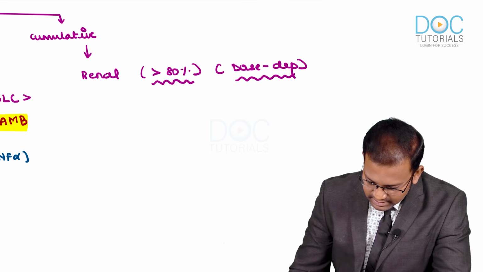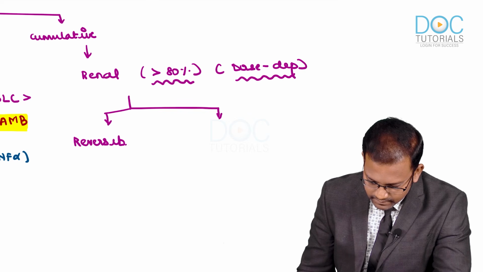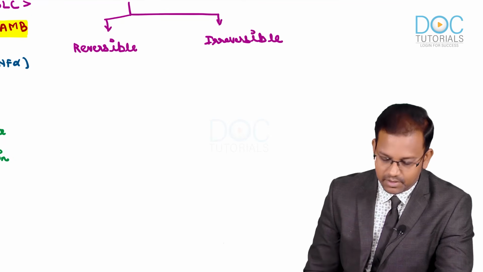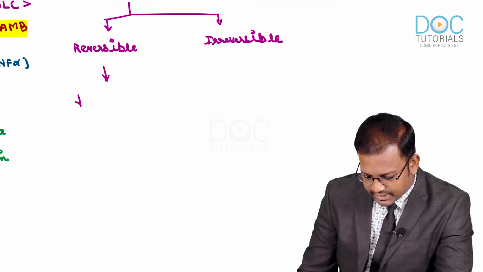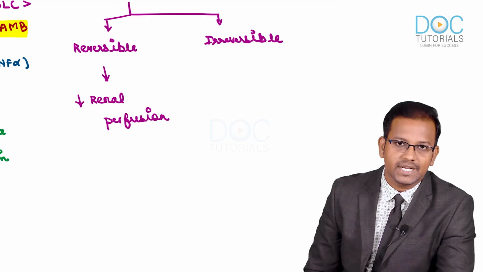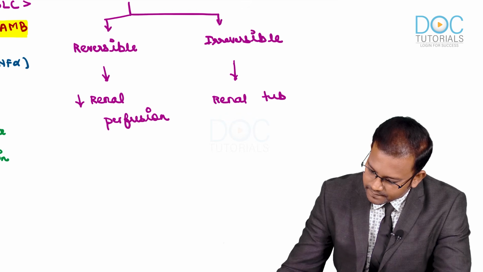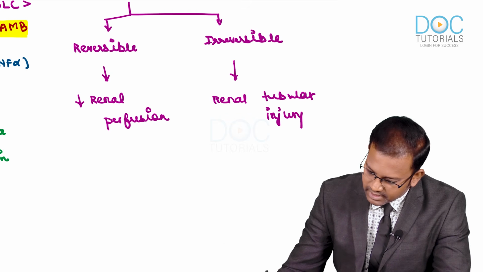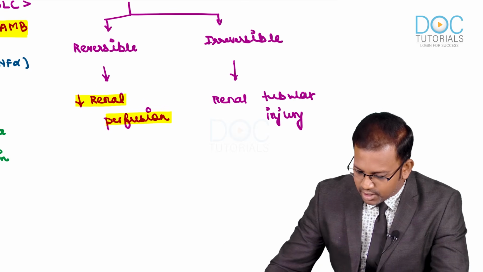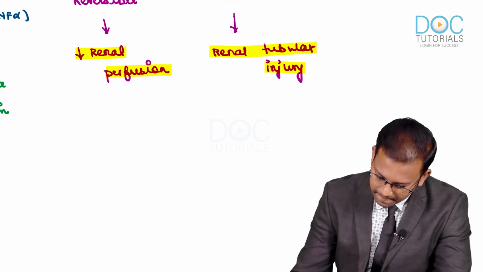We have two major components in this renal toxicity, guys. One is called the reversible component and the other is the irreversible component. The reversible component is due to decreased renal perfusion. The irreversible component is due to renal tubular injury. Please remember these two different nomenclatures, guys. Decreased renal perfusion is responsible for the reversible component. Renal tubular injury will lead to an irreversible loss of renal function.